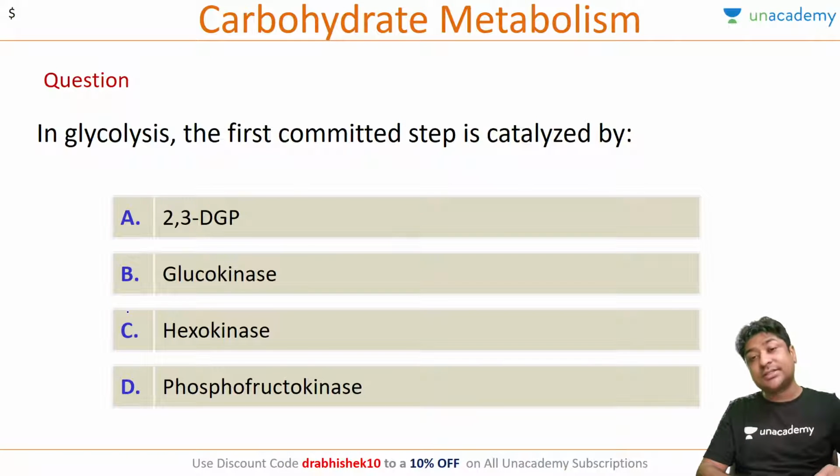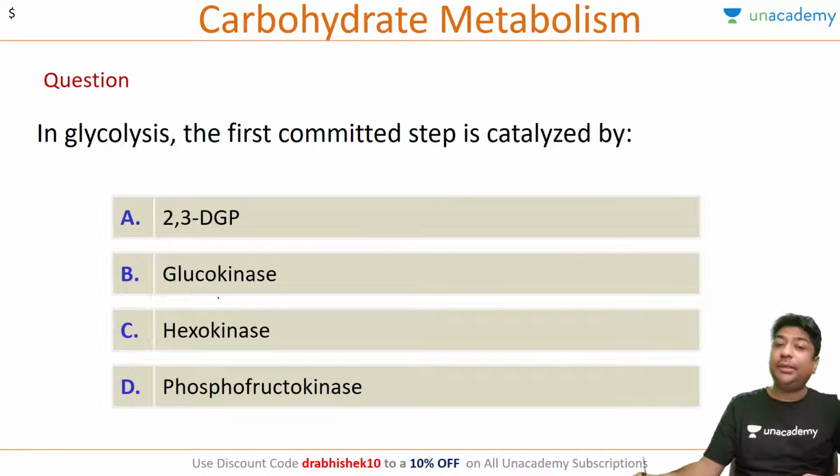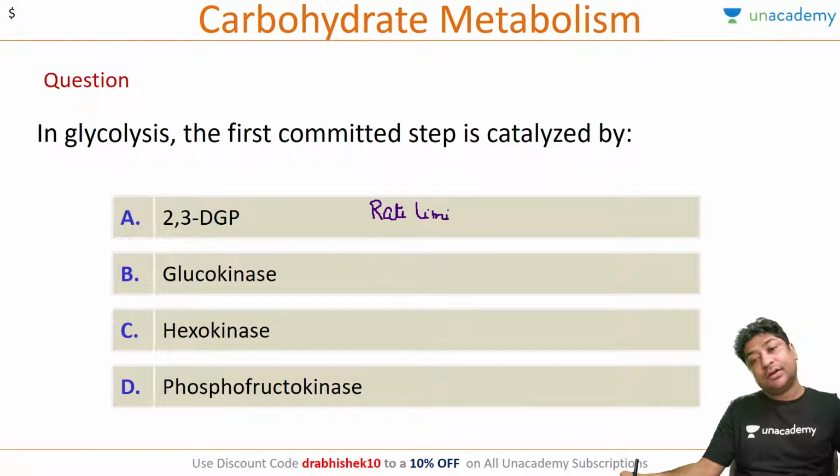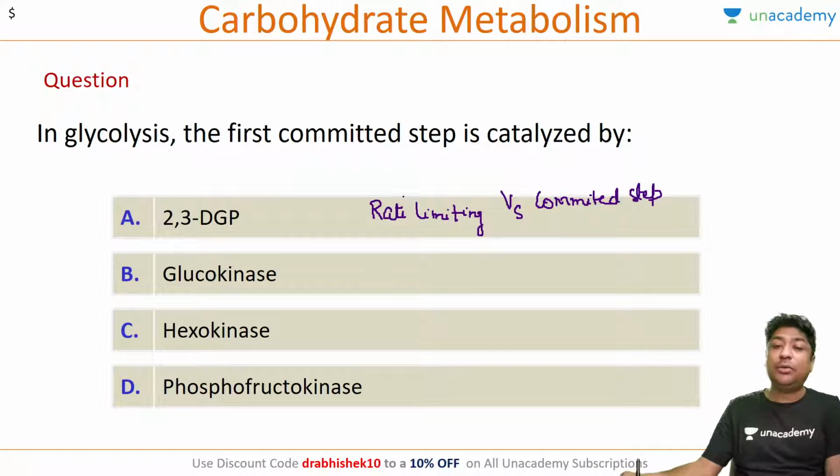In glycolysis, the first committed step is catalyzed by. Your options are 2,3-diphosphoglycerate, glucokinase, hexokinase, or phosphofructokinase. So can anyone tell me what is the difference between rate limiting step and committed step? How do these two differ? How does a rate limiting step differ from a committed step?